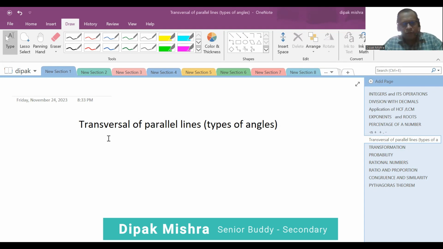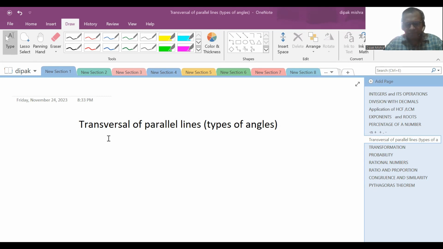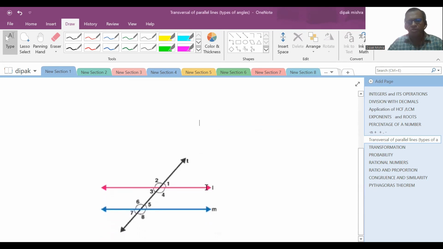Hey there, now we are going to discuss transversals of parallel lines. The concept needs proper introduction, and we will also discuss the types of angles that are found from a transversal of parallel lines. So we know what parallel lines are. Parallel lines are those lines which never meet, however far they are produced on both ways.